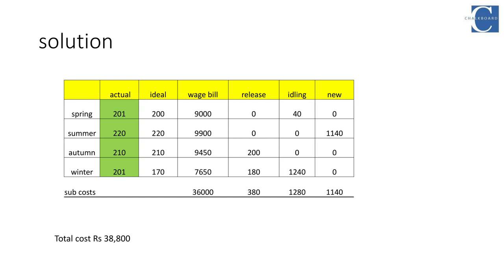Interestingly, despite the lower requirement for winter, the strength was maintained, as it was better to pay idling costs than retrenching them and redeploying at higher cost in the next quarter. The total cost in this case is 38,800. Interestingly, if we drop the headcount to 170 in winter, the cost actually goes up to 40,040.